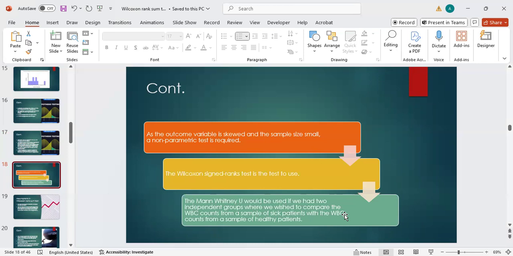The Mann-Whitney test should be used if we had two independent groups where we wish to compare the WBC counts from a sample of sick patients with the WBC counts from a sample of healthy patients.